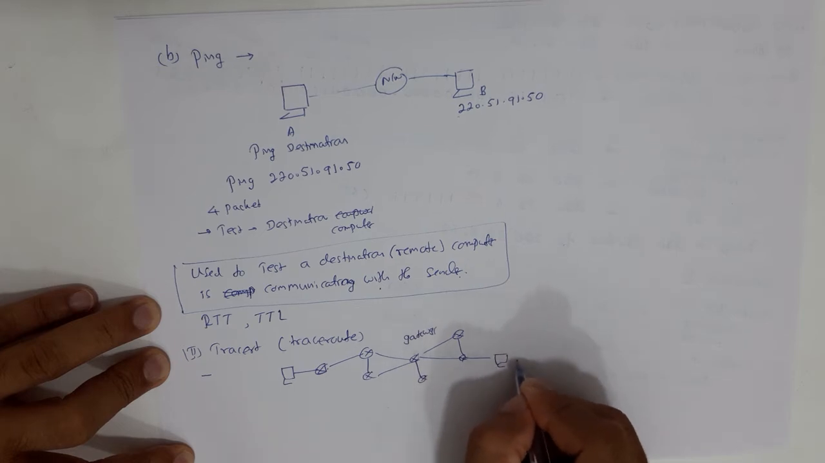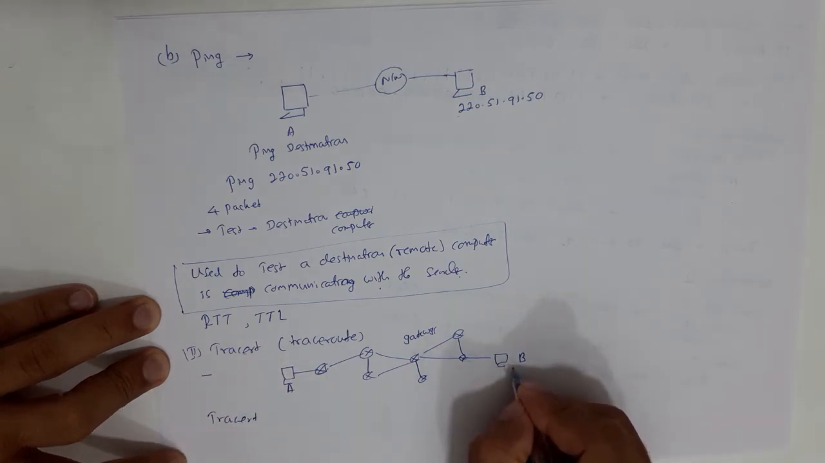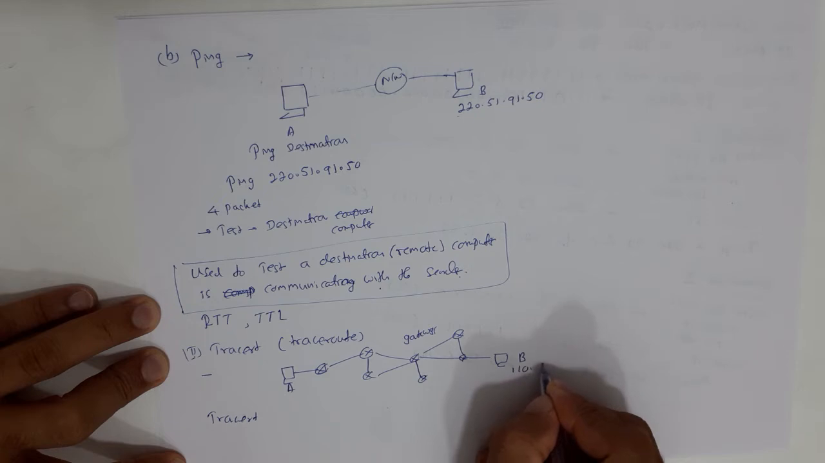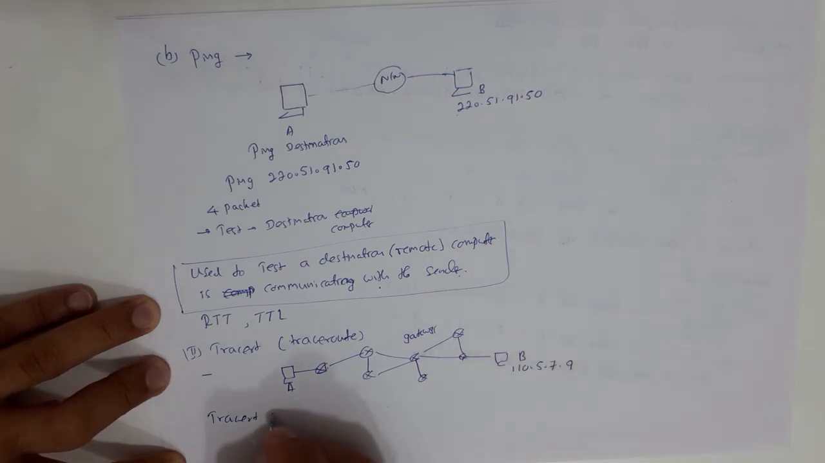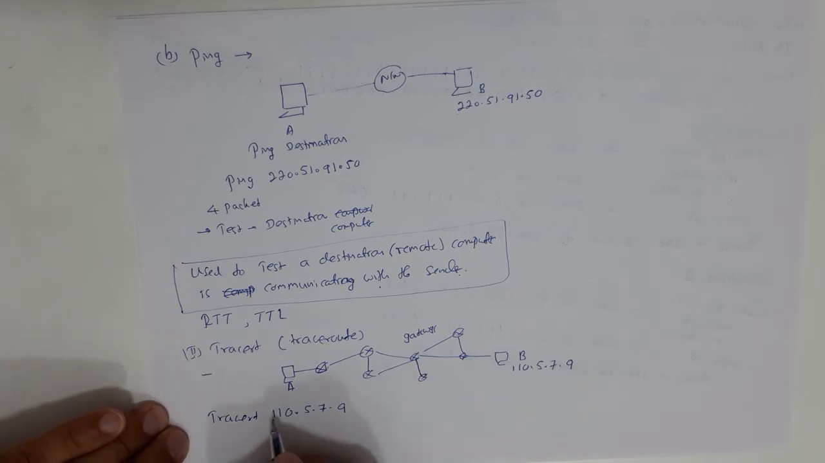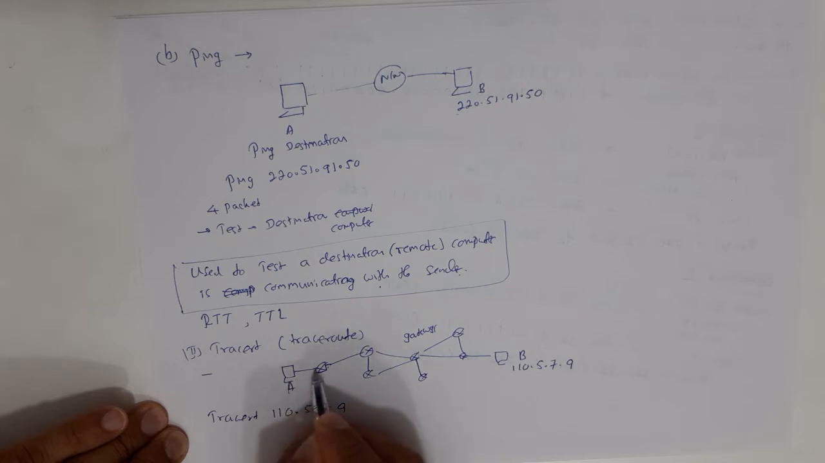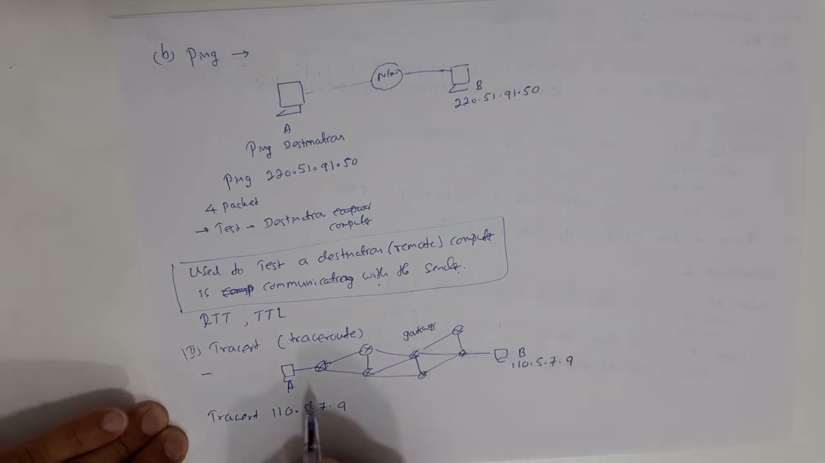Now, once you go for the destination like B here, if you type tracert, assume that the IP address of B is 110.579. Then I may write tracert 110.579. What is the job of the tracert command? It defines all the gateways we are passing from sender to the receiver and the time taken to reach each and every gateway. Repeat it.